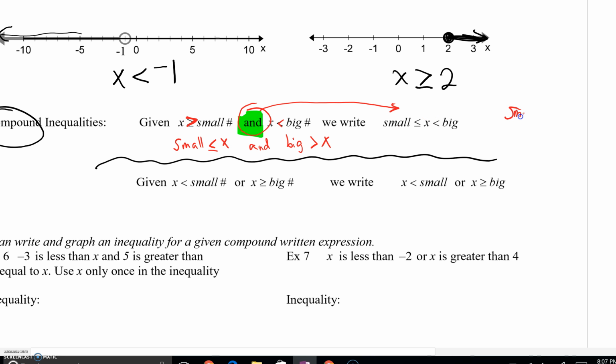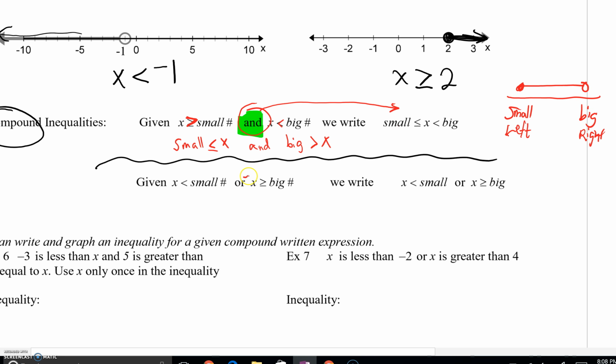If you've got a small number on a number line, and you've got a big number on the number line as well, what that really means is you're going to be between them. You're going to be between them. And that's what an AND statement is all about. It's saying you want all the numbers between the small number and the big number. Remember that. The AND graph looks like a little stick. Small number on the left, big number on the right. Look, you still have it even on the number line. Small number on the left, big number on the right.